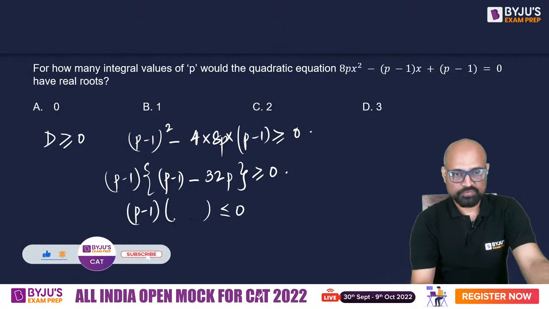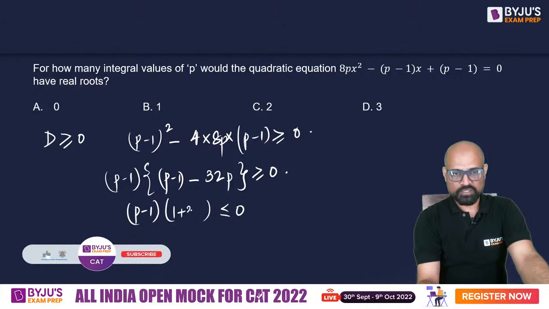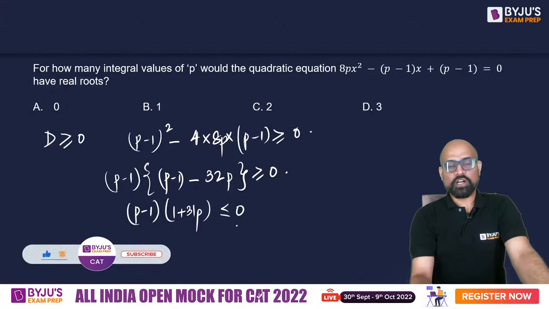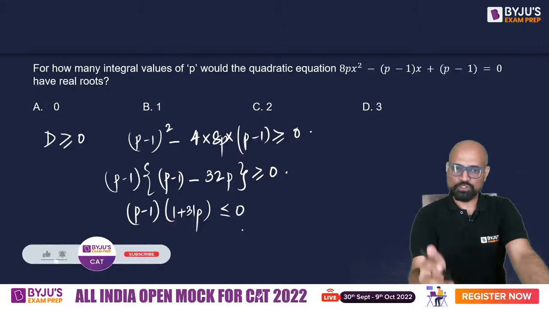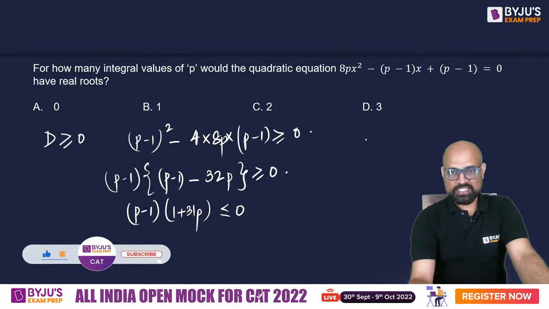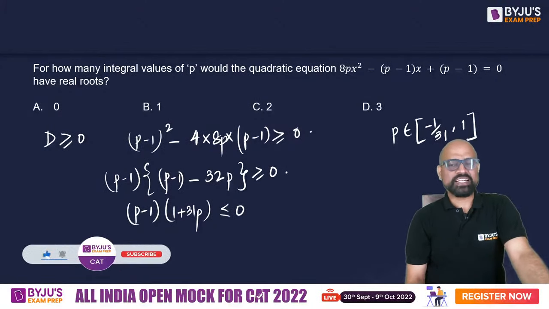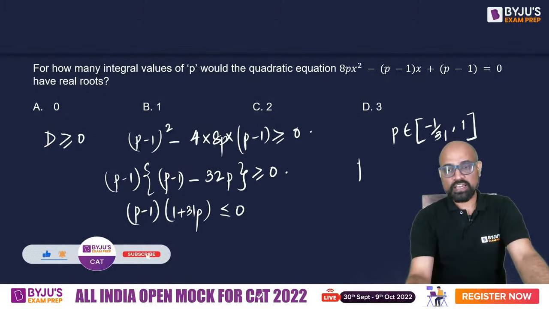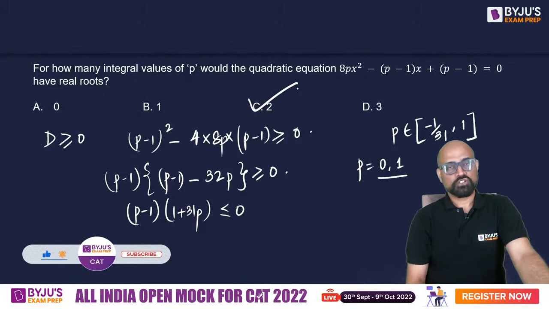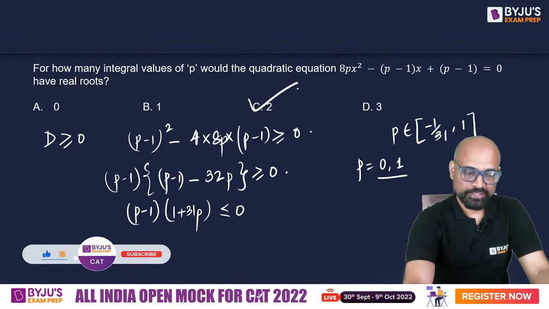31p plus 1. So we can write this as 1 plus 31p. Now, what happens when you have less than equal to 0 in a quadratic? So you get the values between those p's, right? So from here we can say that p is going to lie between -1/31 and 1. So how many integral values do we have from -0 point something to 1 inclusive? So we can have the value of p as 0 and 1. Only two values possible. So C becomes our answer, right?